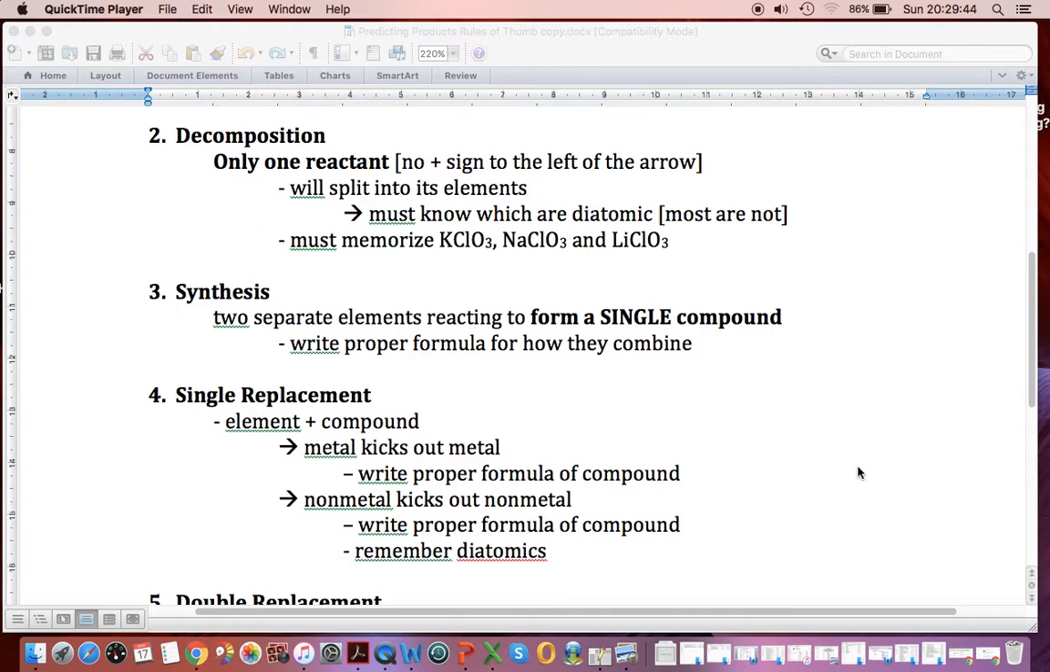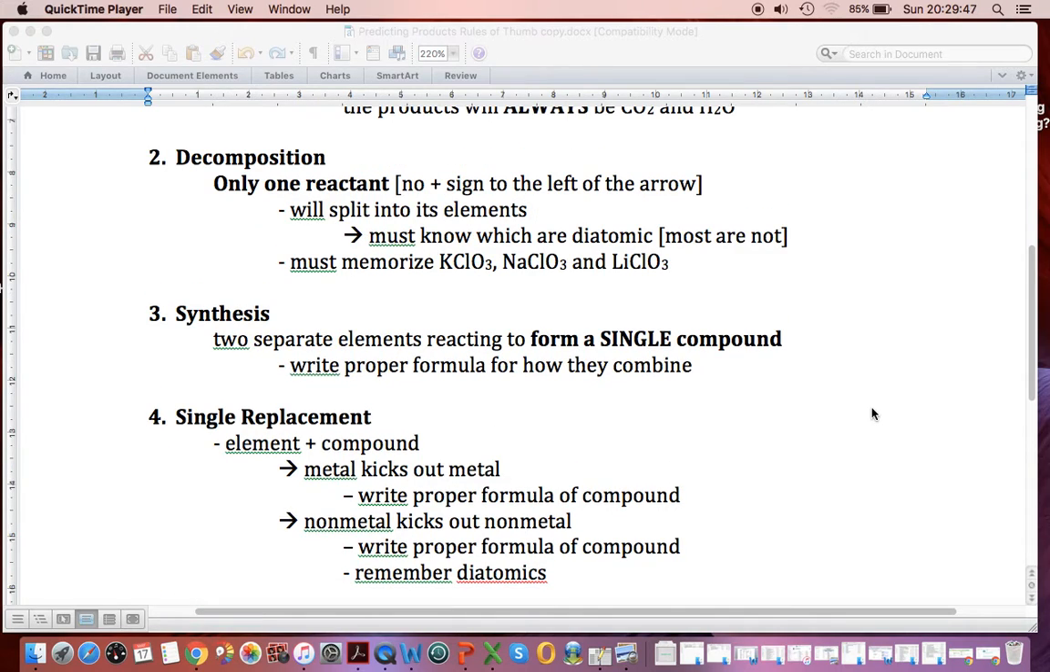Number 4, single replacement. So this is the idea. We've got a couple at a dance, and a single element shows up at the dance, and that single element boots one member of the couple out and gets together with it. So we have an element and a compound. The element boots something out, replaces. In the case of a metal, it boots out the metal. In the case of a non-metal, it boots out the non-metal. We have an activity series for it and all that great stuff.